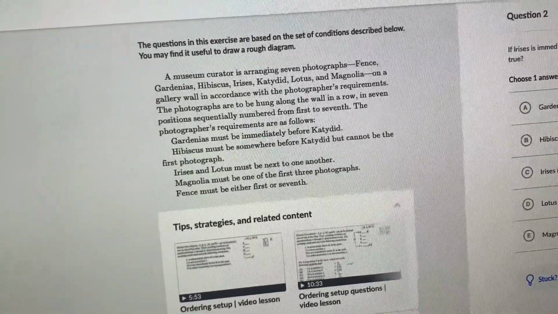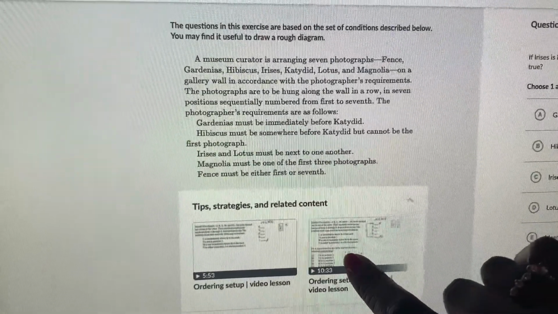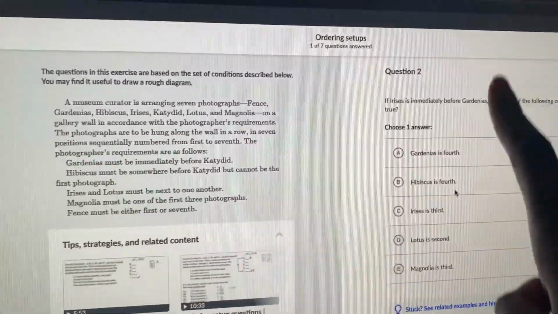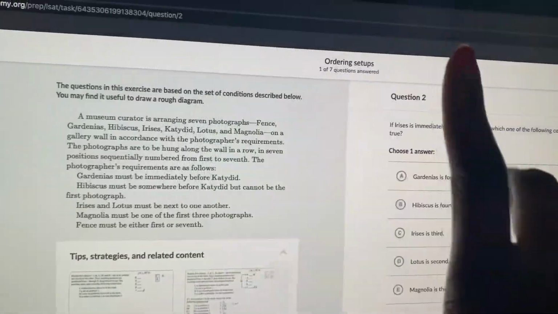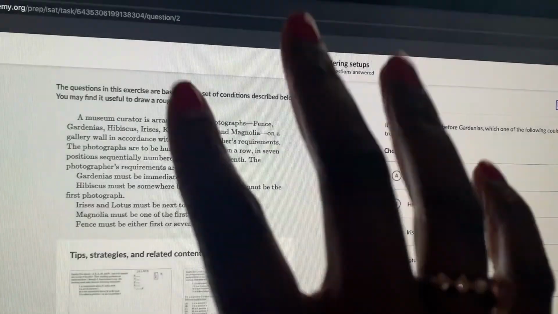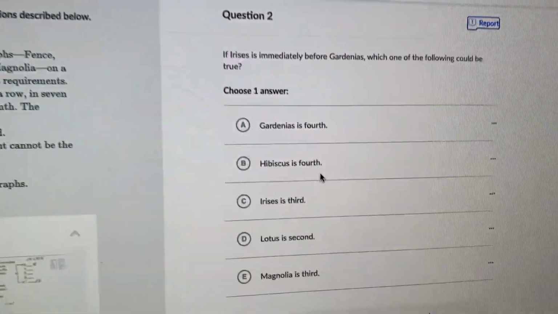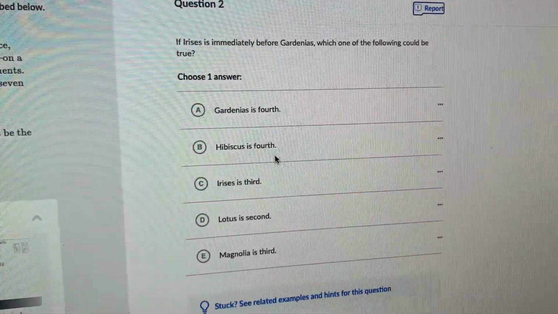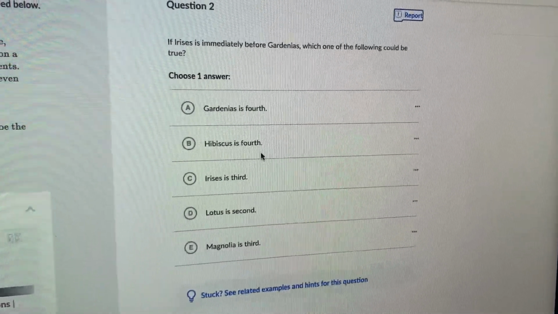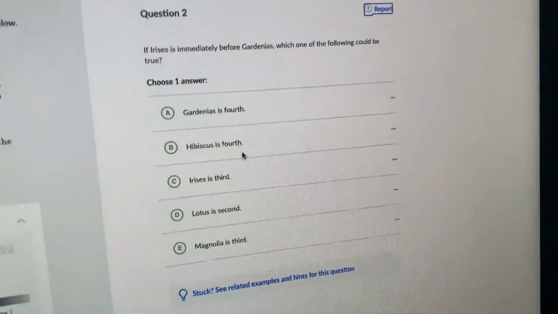So this is the same passage that we read, the same rules as far as we're concerned. We're going to move over to the question and see if we have any conditional changes that will affect our rules that we already have, which I already diagrammed in the first video. If you want to see that, then go watch it. But this one says, if irises is immediately before gardenias, which one of the following could be true?